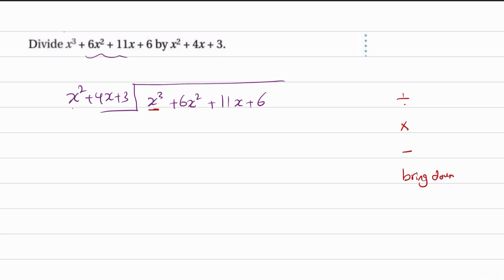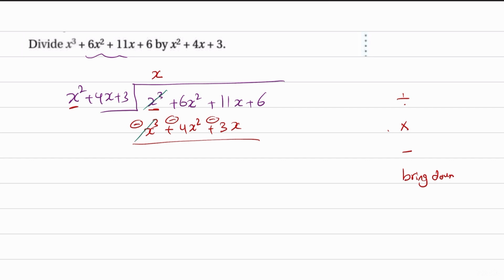So x power 3 divided by x power 2, we come up with x, then multiply. x times x power 2, we come up with x power 3. x times positive 4x, we come up with 4x power 2, and x times 3 can be written as 3x. After that, we need to subtract. To subtract, you have to change the sign. This is negative, this is negative, this is negative, then start to collect the common terms.